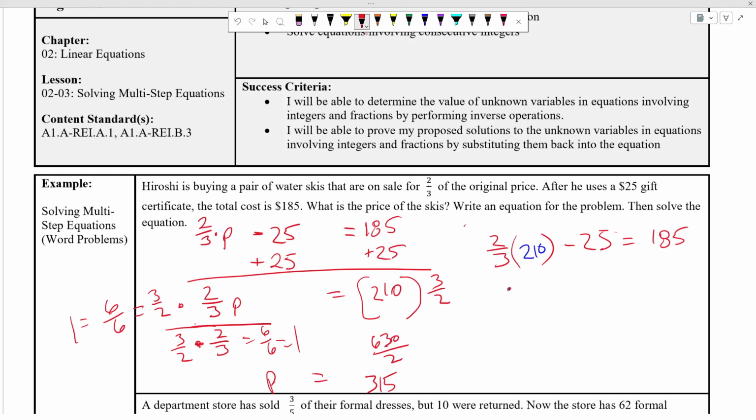2 times 210, that would have been 420 over 3 minus 25 equals 185. Let's see, what's 420 divided by 3? That would have been 140, let's see, 3 goes into 42, 14 times.